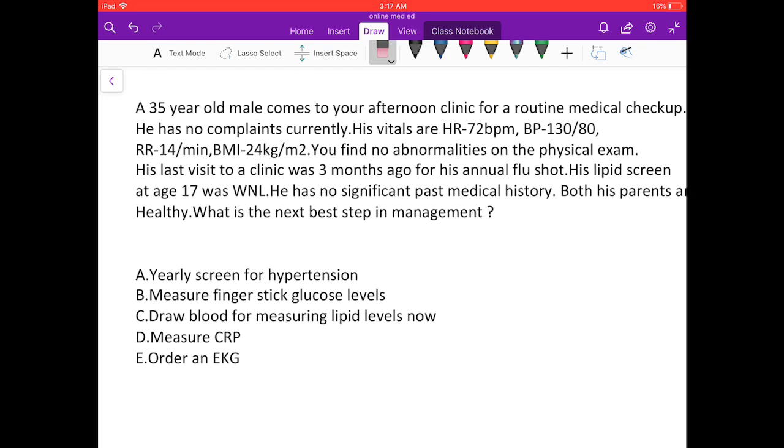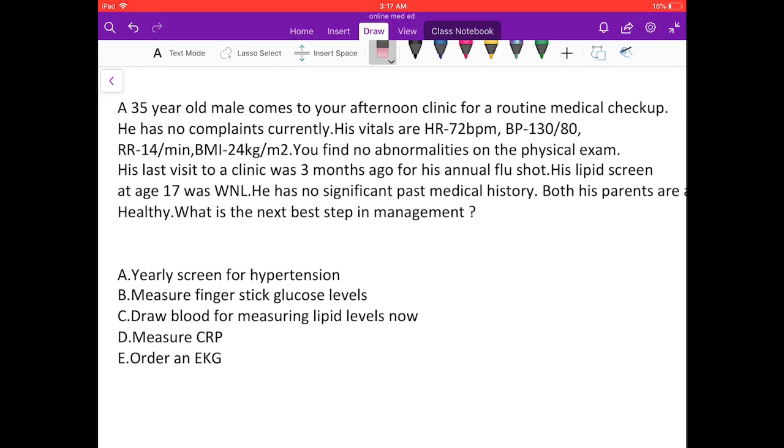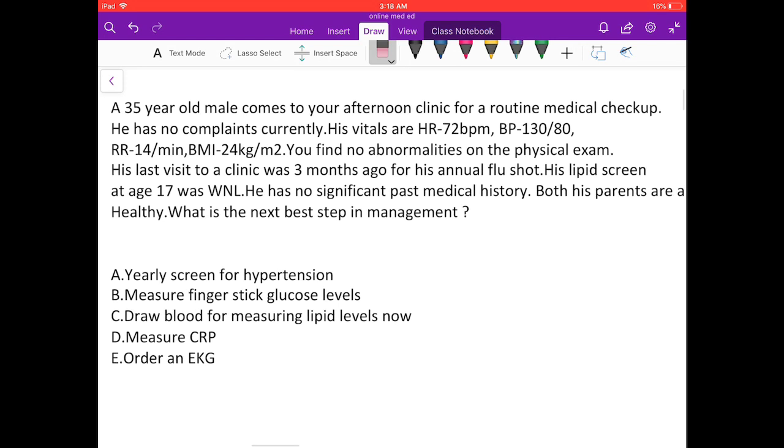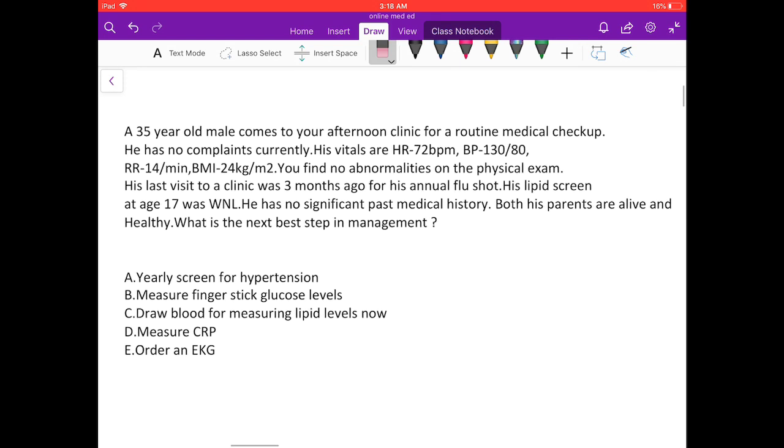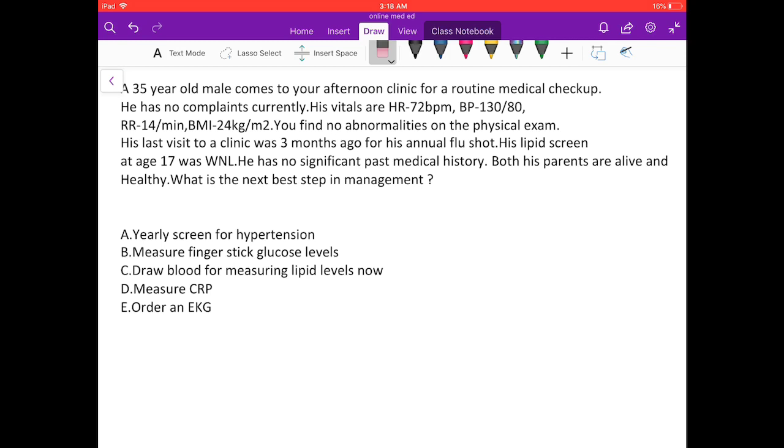So, you have a 35-year-old male who is in your office for a routine medical checkup. He has no complaints. His vitals are normal. His physical exam is normal. He has had his annual flu shot. He had a lipid screen at age 17, which was normal. He has no significant past medical or significant family history. What do you do next?